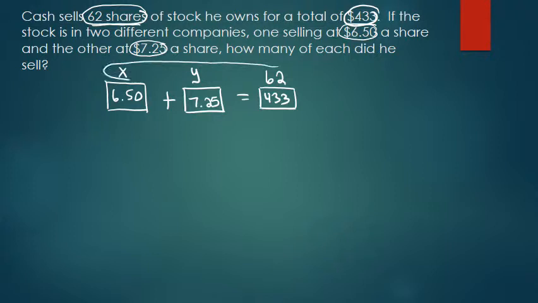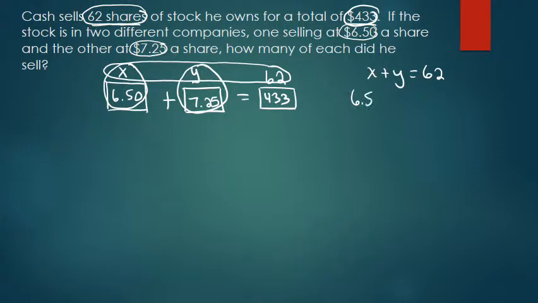So my first equation is the equation along the top of the boxes, which is X plus Y equals 62. We also have this equation where we have 6.50 times X plus 7.25 times Y, and that equals a total of 433. And again, that comes from the inside of the third box.